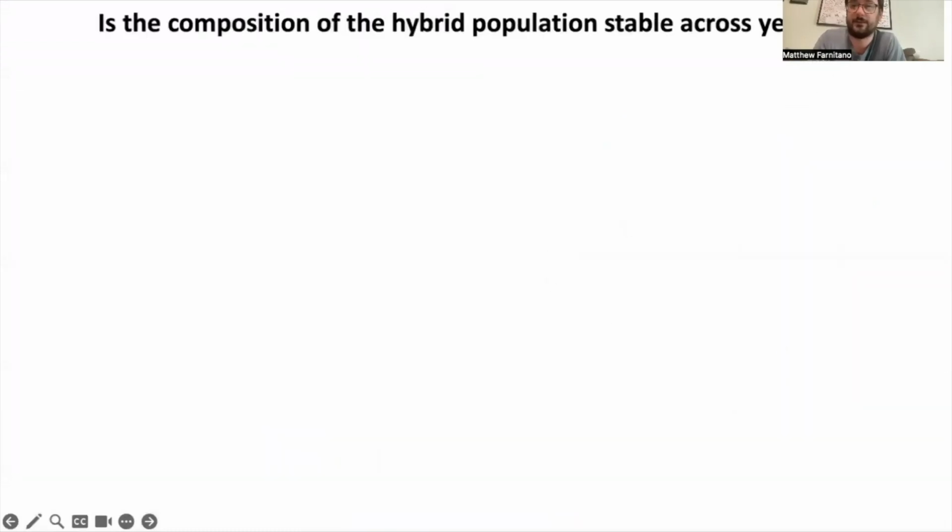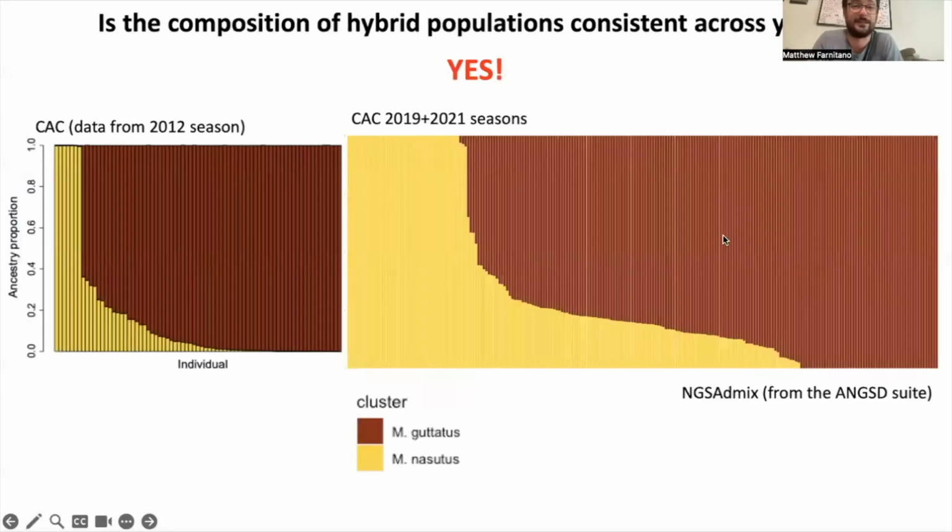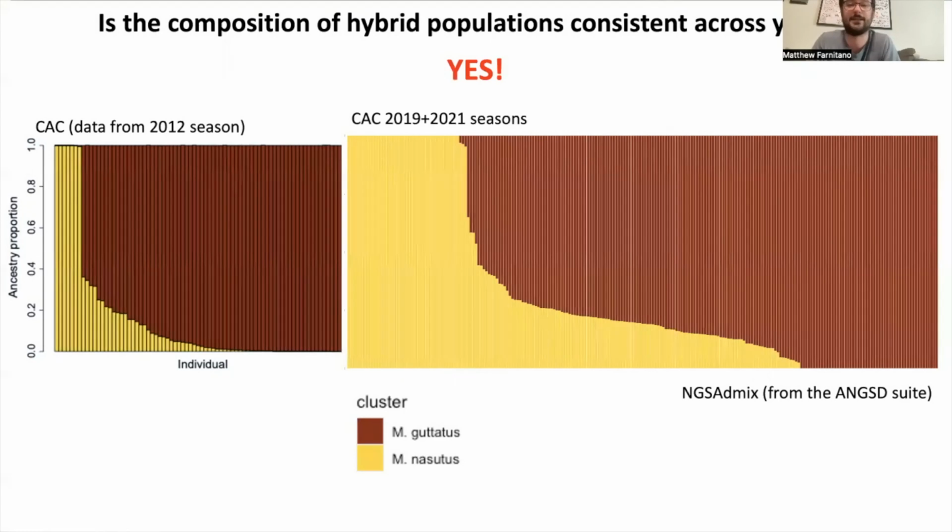So using this data, we can ask whether the composition of the hybrid population is stable across years. And we can compare our new data, which is from the 2019 and 2021 field seasons, to data from back in 2012. And we can see that, yes, there does appear to be a stable population across years. We see the same sort of cline of ancestry with majority Guttatus and some Nasutus ancestry, the same pattern of hybridization that we saw back in 2012.